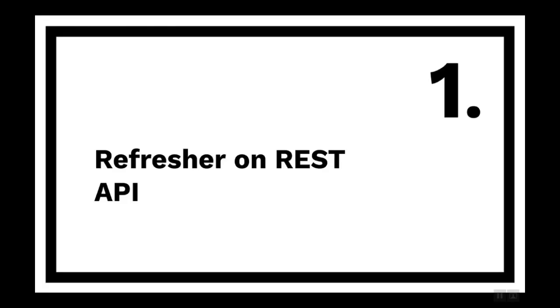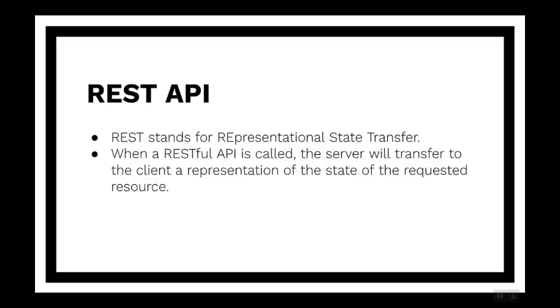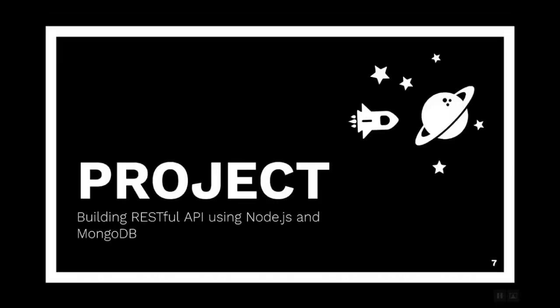REST stands for Representational State Transfer. It is a set of rules that developers follow when they create their API. It's like a contract between front-end and back-end systems to perform the data interchange. So in this project, we're going to be building RESTful API using Node.js and MongoDB. We are creating a simple API that stores personnel records for an accounting department in our company.